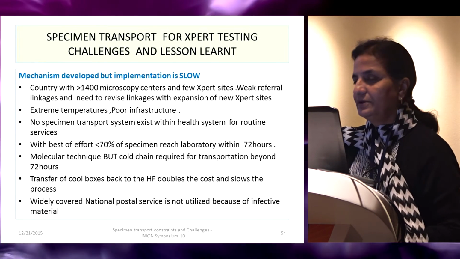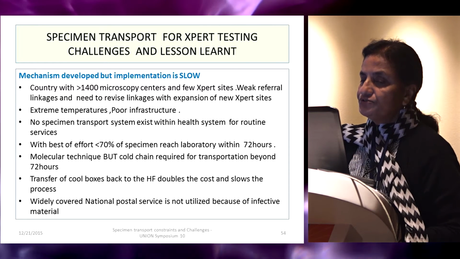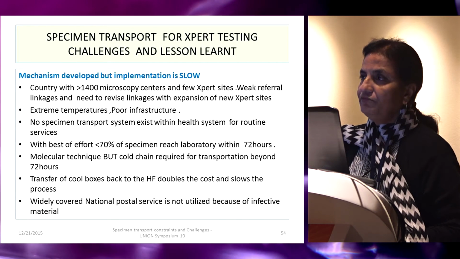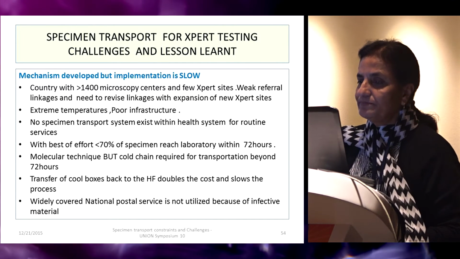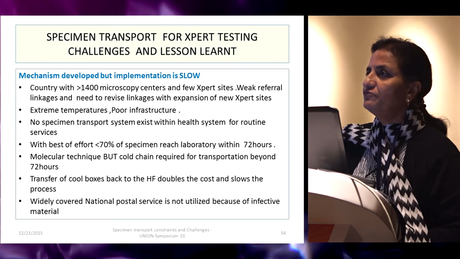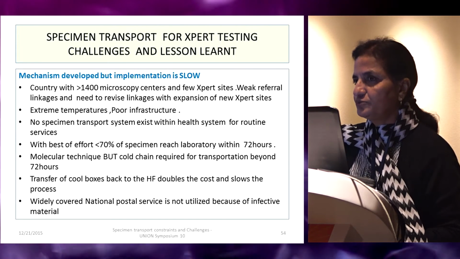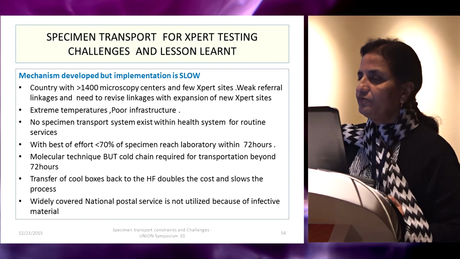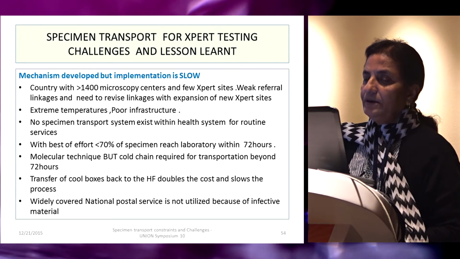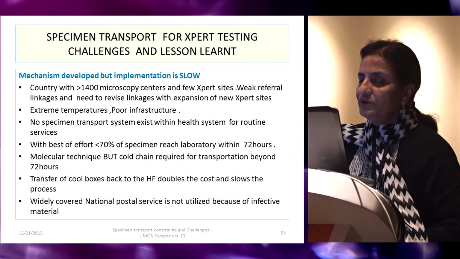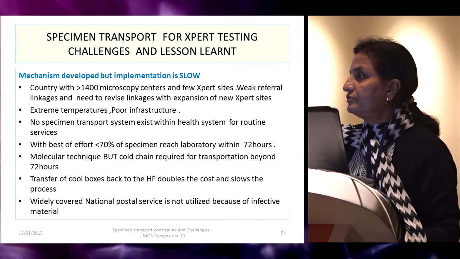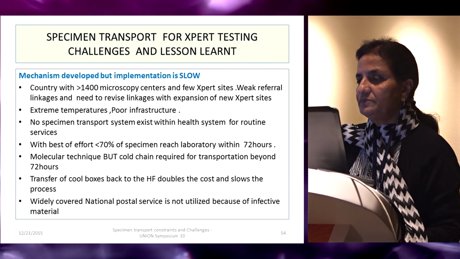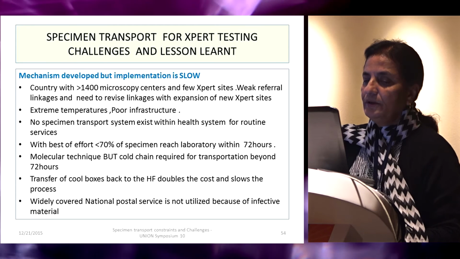our linkages. And then there is extreme temperature, infrastructure is not very good, and we didn't have any specimen transport mechanism existing within the health system on which to build. So it's a new initiative, and we have to build this system from scratch. And what we saw is that with best of effort, only 70% of the specimens reached the laboratory within 72 hours. So for most of the time, we have to prepare ourselves that a specimen will not reach within 72 hours.